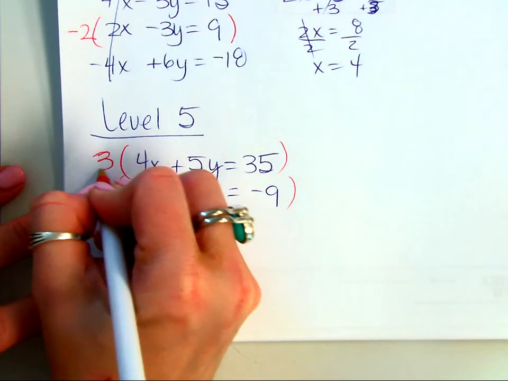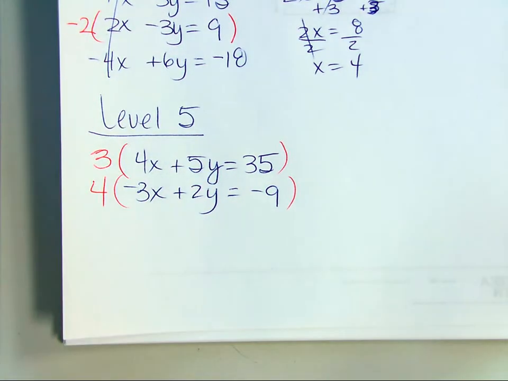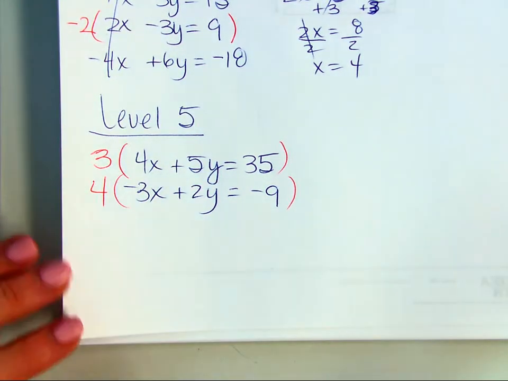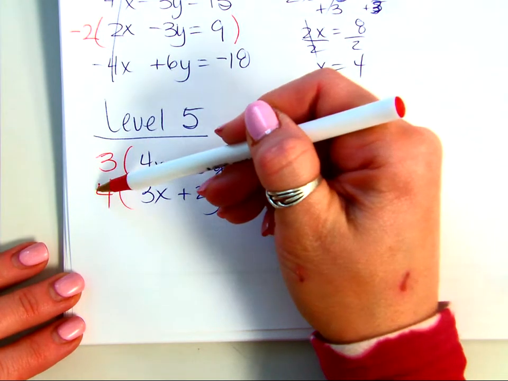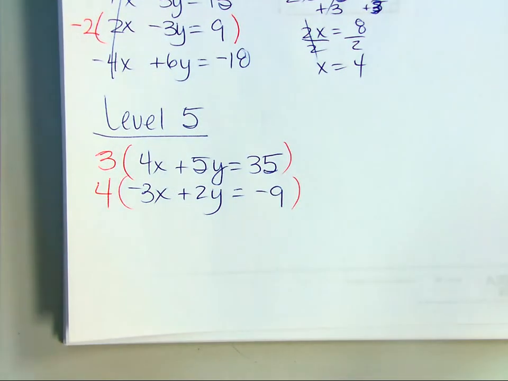I'm going to multiply this by a 3 and this by a 4. Okay? He said multiply this by a negative 3 to make this negative. Multiply this by a negative 4 to make this positive. That'll work too, but it's not necessary. But yes, you had the right idea. Okay, so do you see what I did?